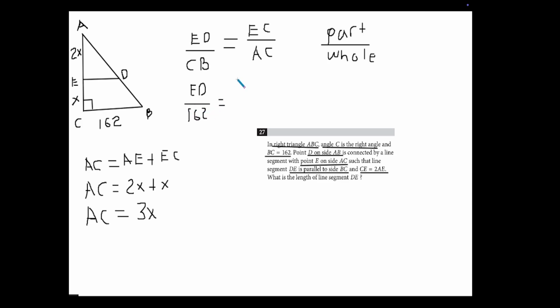Then we have CB, which we know is 162. So we're going to have 162 as our denominator. We know EC is equal to X, so we're going to have X as our top number. And we know AC is equal to 3X, so we're going to have 3X as our denominator.